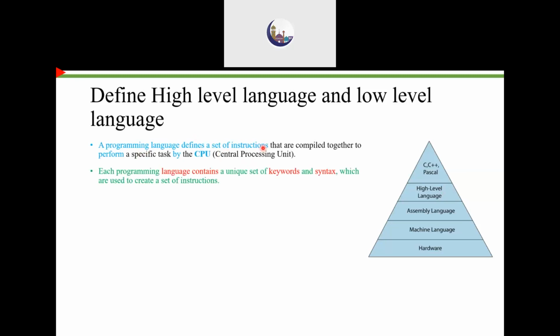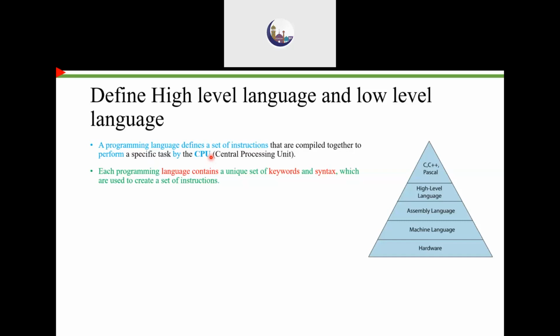Programming language defines a set of instructions that are compiled together to perform a specific task. Who is going to perform the task? CPU. Be careful. Whereas in case of algorithms, you are going to write it down because you want to understand the flow of execution. In case of programming language, that flow of execution should be understood by the CPU.